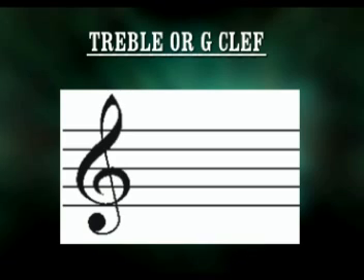The first of the clefs is the treble or G clef. You can call it treble clef or G clef. As you can see on the screen, the 5 lines are there and the 4 spaces. And then the G clef, the symbol of the treble clef, is also on it. So please, you have to note it. You have to understand how it looks, and you'll be able to draw it at any time.